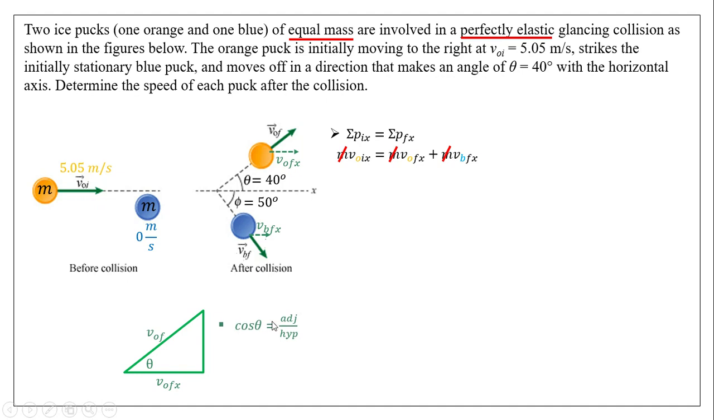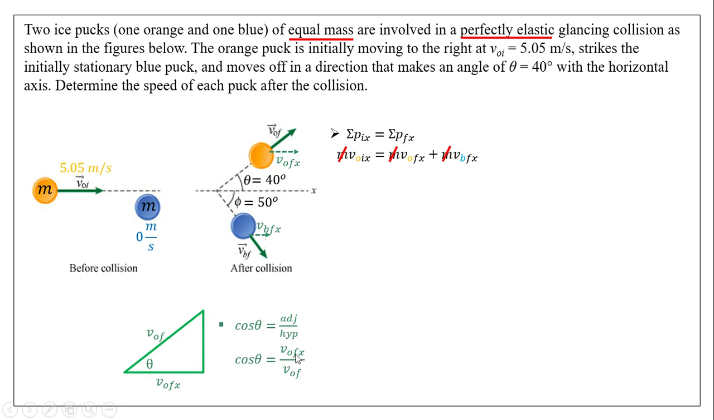Okay, so here cosine of theta according to this particular right triangle is by definition adjacent over hypotenuse, but as you can see in this particular right triangle, the adjacent is V orange final in the x direction. The hypotenuse is V orange final here. All right, I'm just going to replace it with what I know. The adjacent is VOFX. The hypotenuse is just VOF.